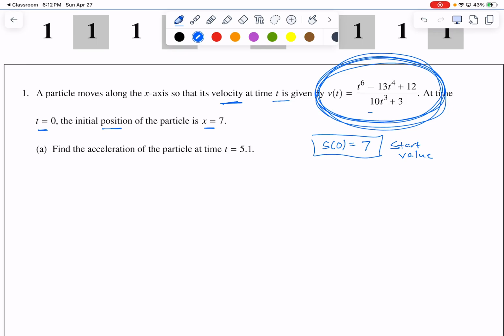This is only worth 1 point. Anytime they give you an equation on the free response, the very first thing you should do is type it into y equals. So go ahead and type this into y equals.